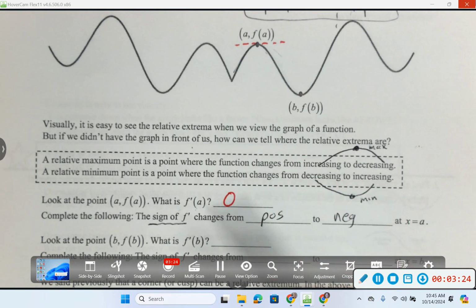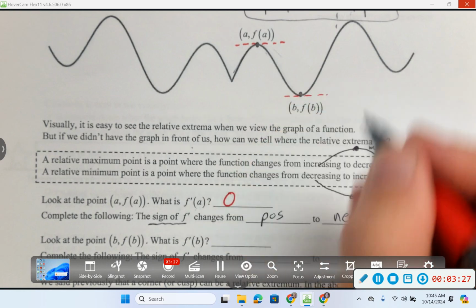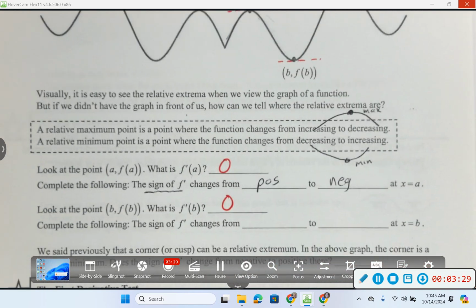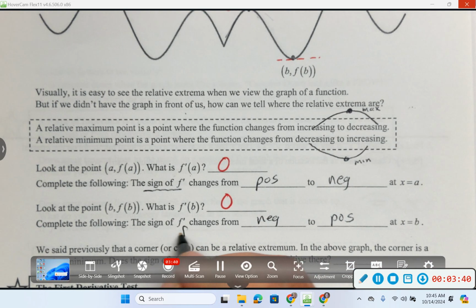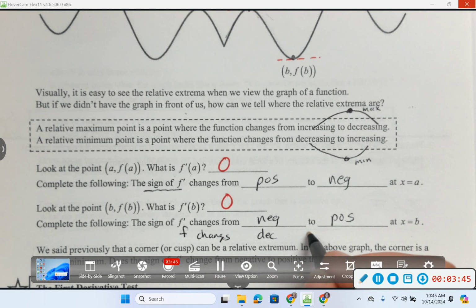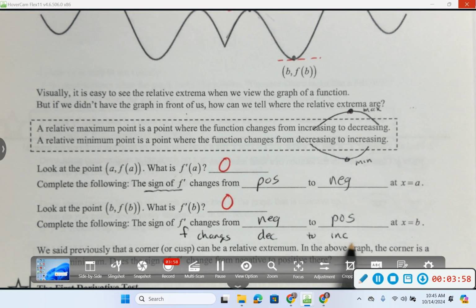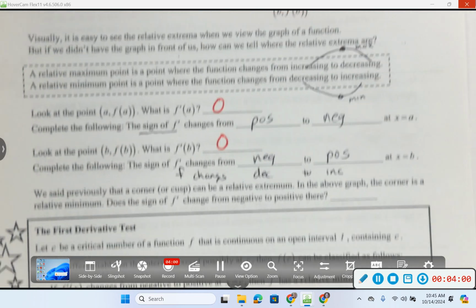You can kind of go through the same stuff for point B. The slope is 0. And f prime changes from negative to positive, which means f, let's go ahead and write this, changes from decreasing to increasing. So you do have to be careful about which set of words you're using and if you're using f or f prime. So don't say that f is positive or negative or f prime is decreasing or increasing. Make sure you get the combinations correct.